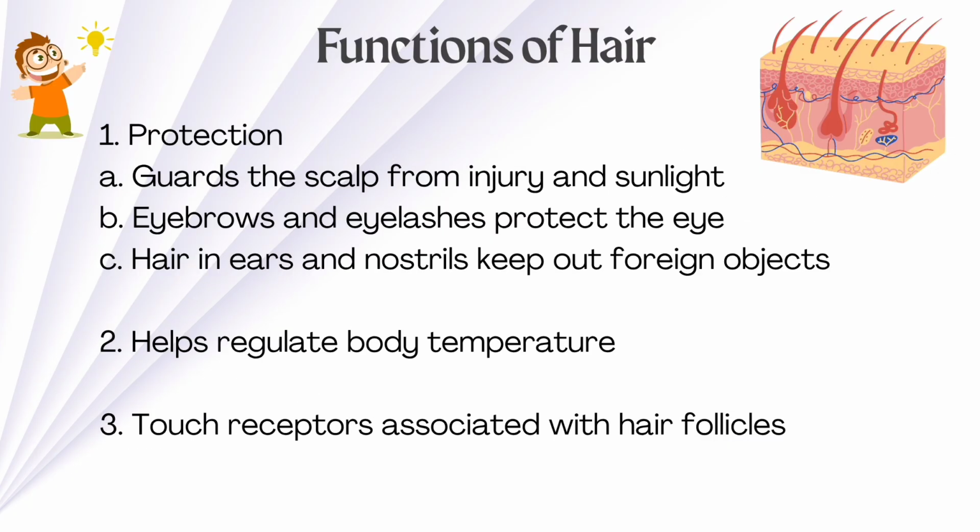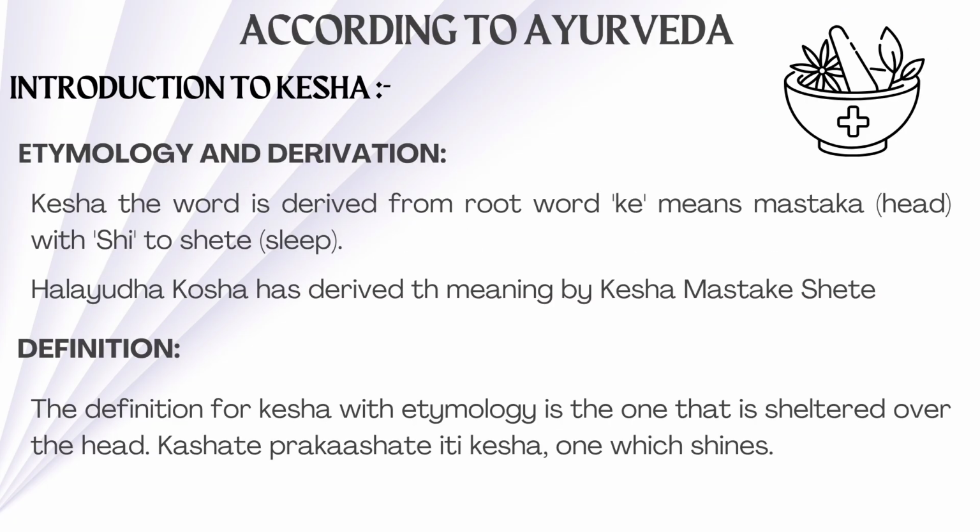Protection. Protects the scalp from injury and sunlight. Eyebrows and eyelashes protect the eye. Hair in the ears and nostrils keep out the foreign objects, helps regulate the body temperature, touch receptors associated with hair follicles. According to Ayurveda, Introduction to Kesha, Etymology and Derivation.